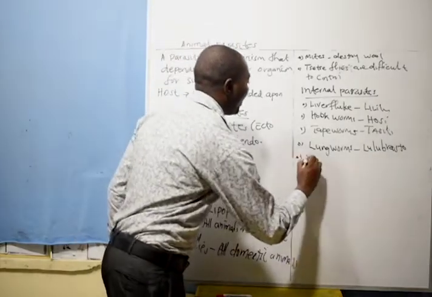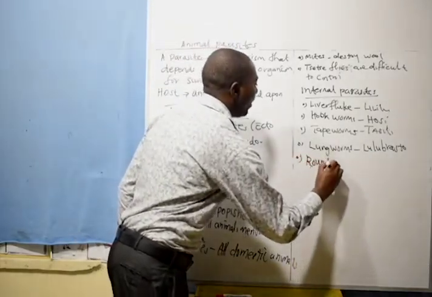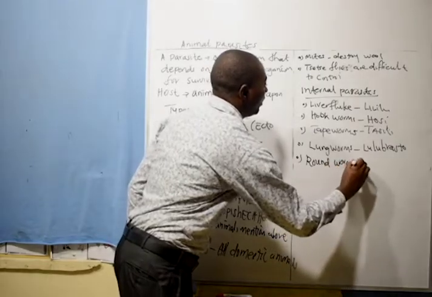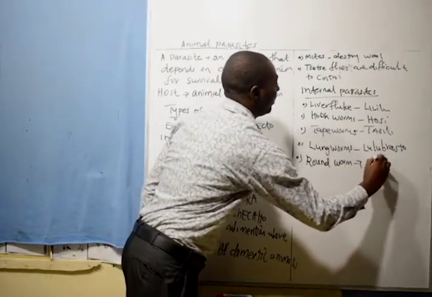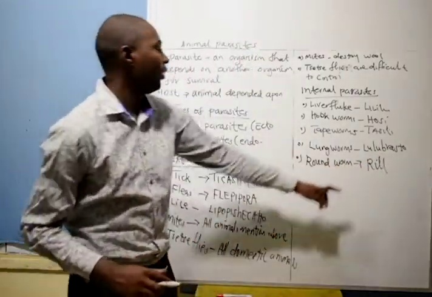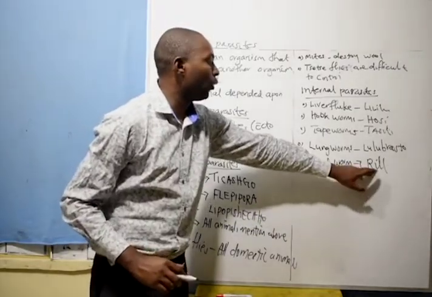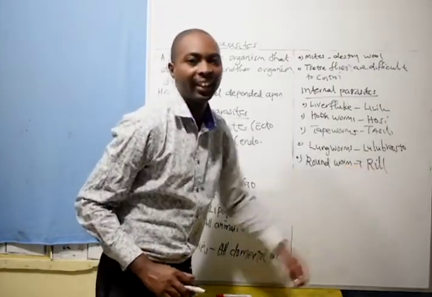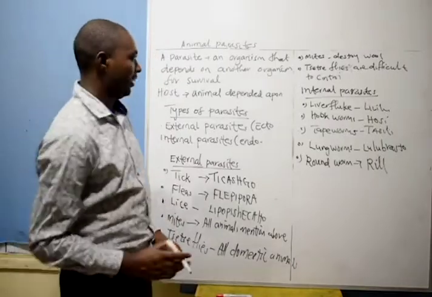And then we have the last one, the roundworms. The roundworms are known as the real. The real means the first; this is the only one where we use the first letter. Roundworms attack the ileum, the liver and the lungs.